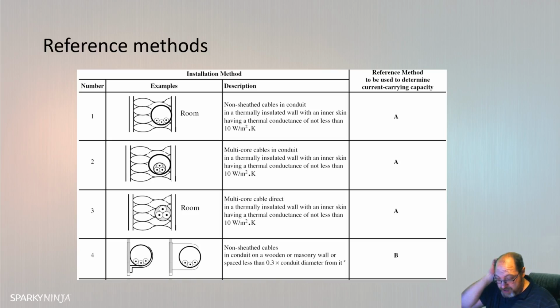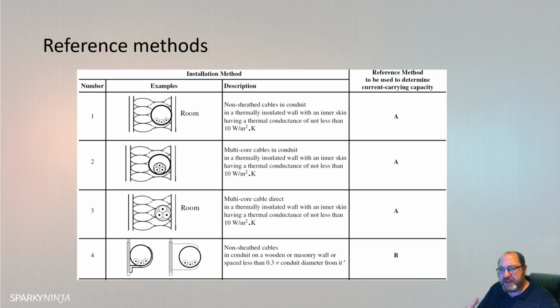So for example, if I had a multi-core cable chased down a wall and then plastered over, that's illustrated in reference methods 57 and 58: single core or multi-core cable direct in masonry, having a thermal resistivity not greater than 2 Kelvin metres per watt. So that's chasing a wall, putting a cable in, plastering it over. That's reference method C.